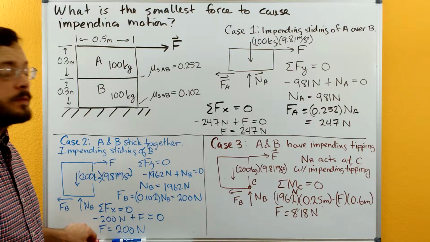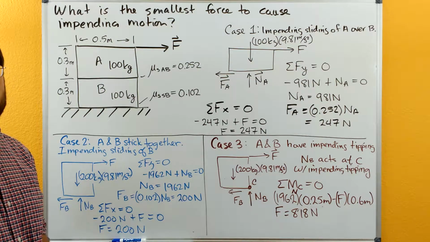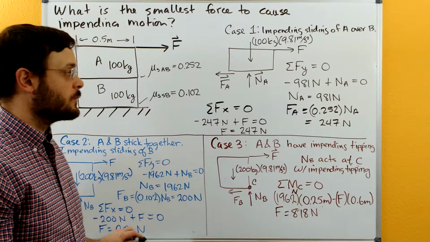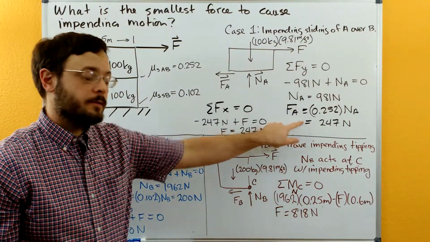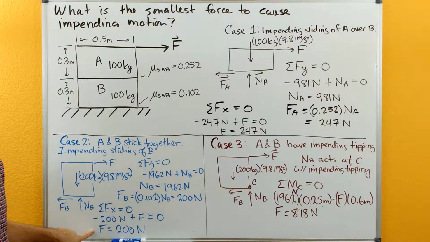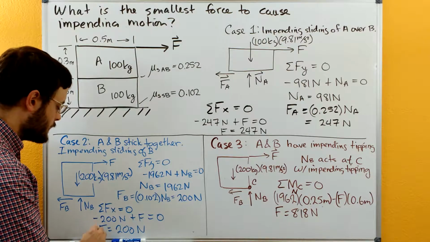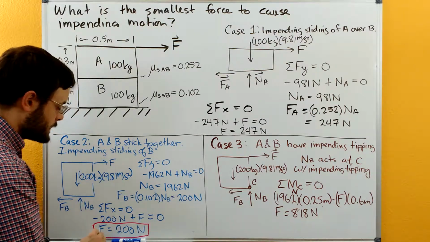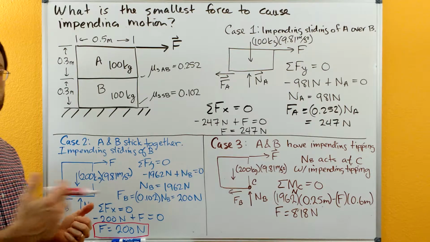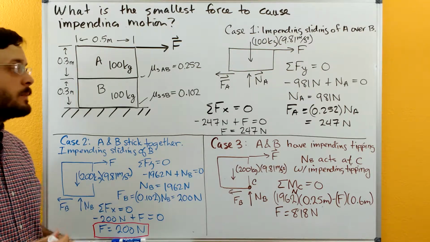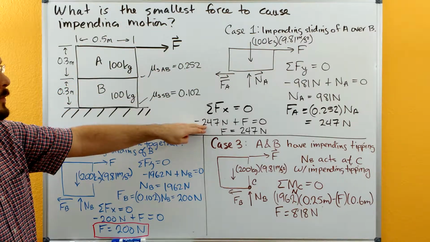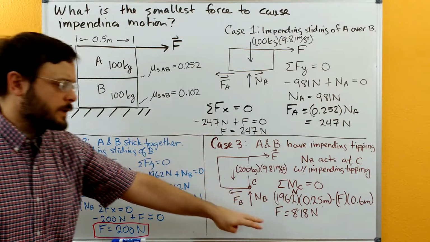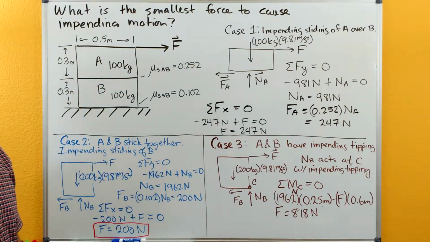Now that we're done solving these three cases, we have to go back and compare the different force values that we got for F. So we had 818 here, we had 247 here, and then we had 200 newtons here. We want to see which one is the lowest. In that case is our 200. And this is the case that will occur. Once we get to 200 newtons, we're at impending motion. We've answered the question. We're not going to get up to a higher force of 247. We're definitely not going to get up to a higher force of 818.